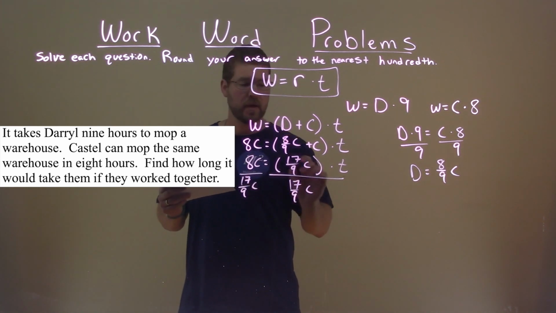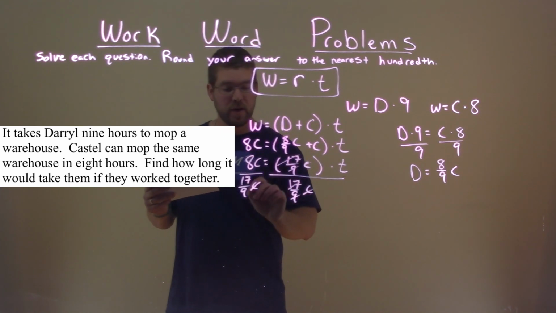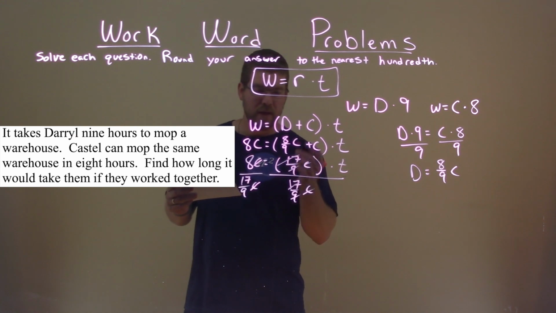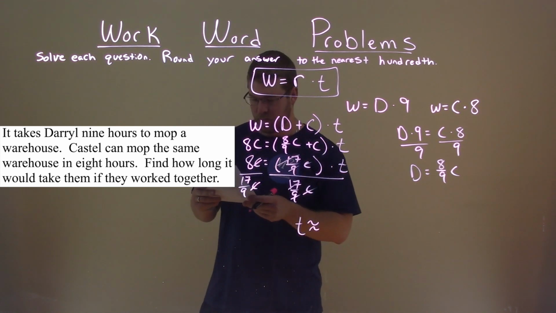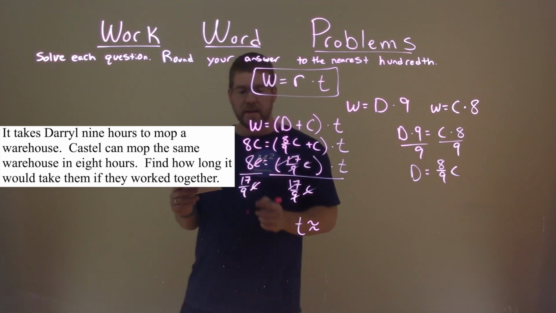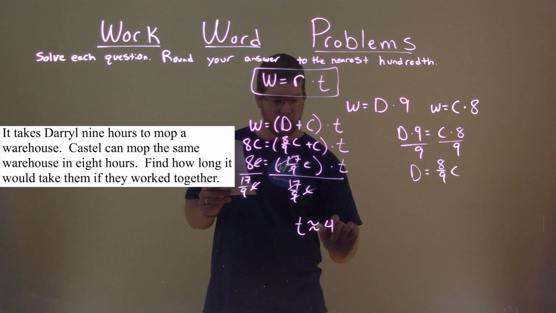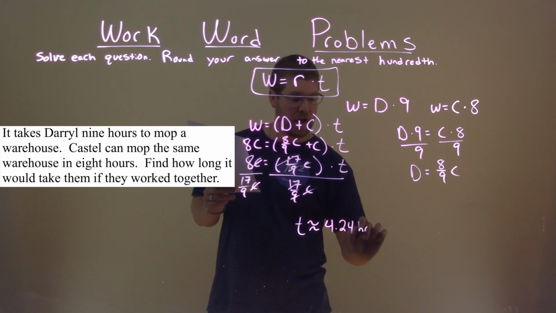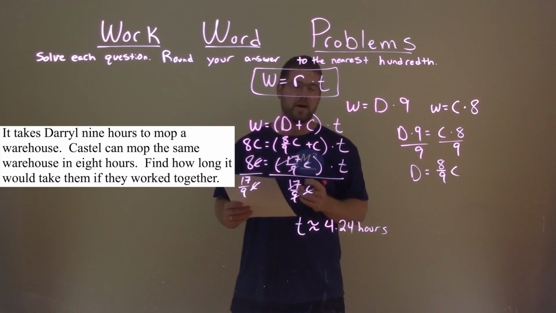And what happens? 17/9 cancels, as well as the C value. The C variable here cancels as well, and we're left with T by itself, which is approximately 8 divided by 17/9, approximately 4.24 hours. So that is about how long it would take them if they worked together to mop the warehouse.